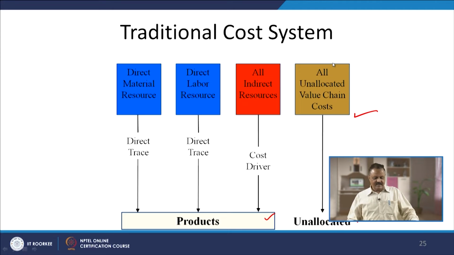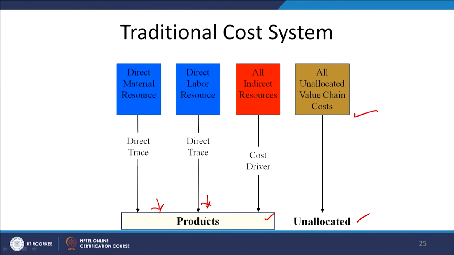So, direct material, direct labor, as I told you, there is no problem. Adding those expenses into the products is not at all a problem. There is no problem at all, we can add these expenses to the products. Whereas, the bone of contention is this red component, which is the indirect cost, fixed cost, and that can be apportioned to the product maybe on some basis.